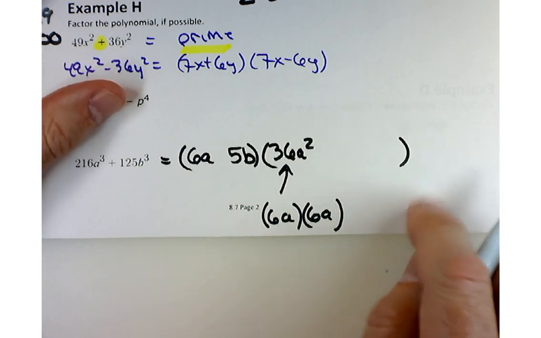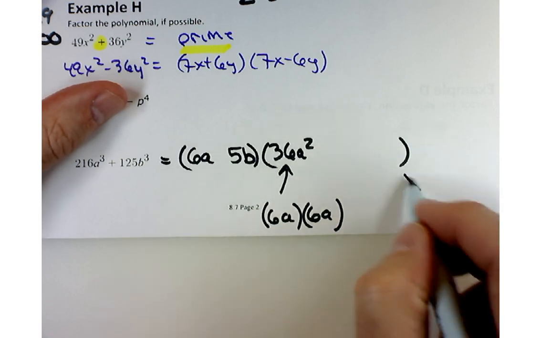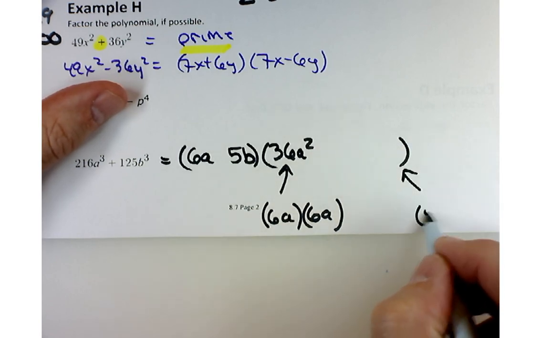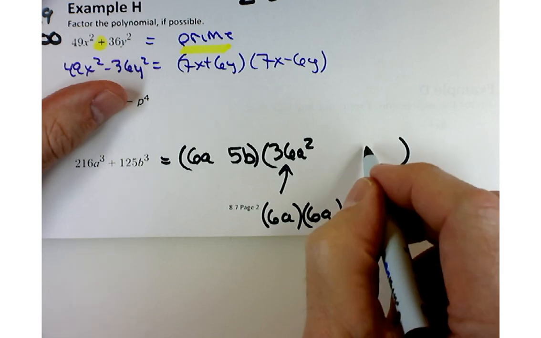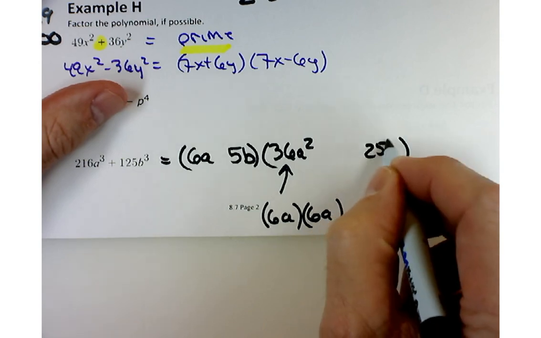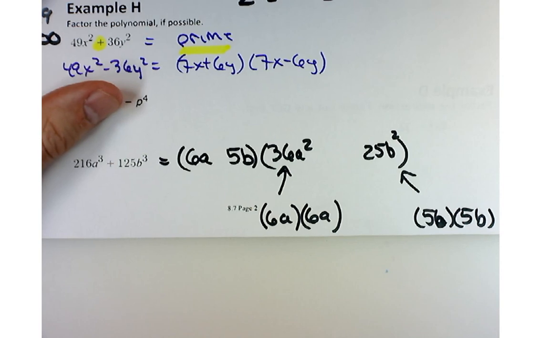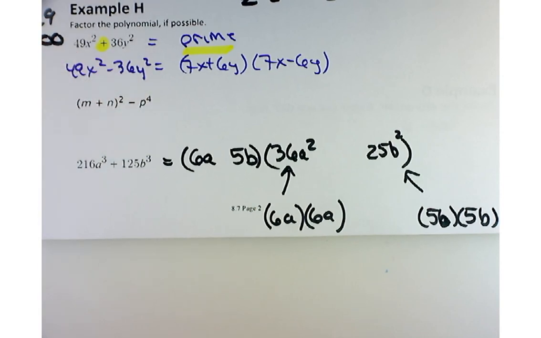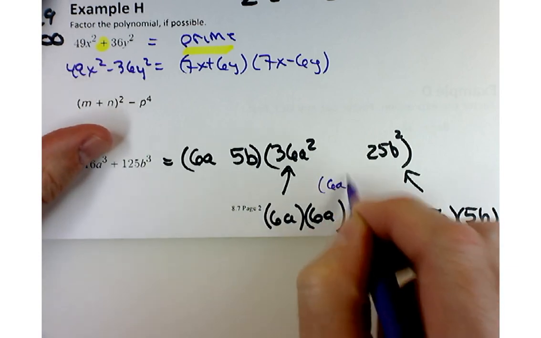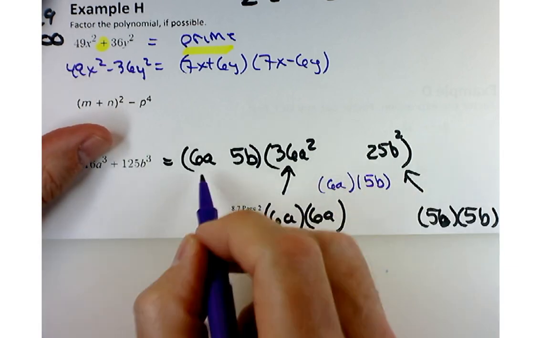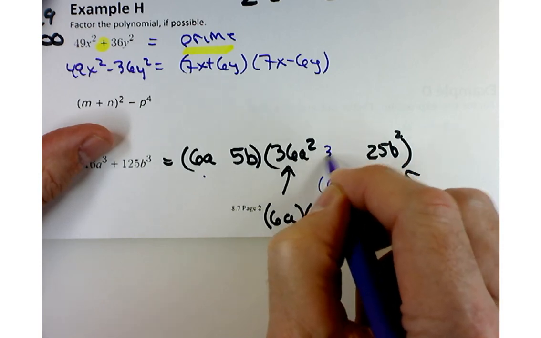How about the last term? What do I multiply by itself to get the last term? You multiply 5b times 5b. Yeah, 5b times 5b. Good. And what does that give me? It would be 25b squared. Perfect. There's one last term that I need here. What am I going to put together to get that last term? 6a times 5b, and 6a times 5b gives me 30ab.